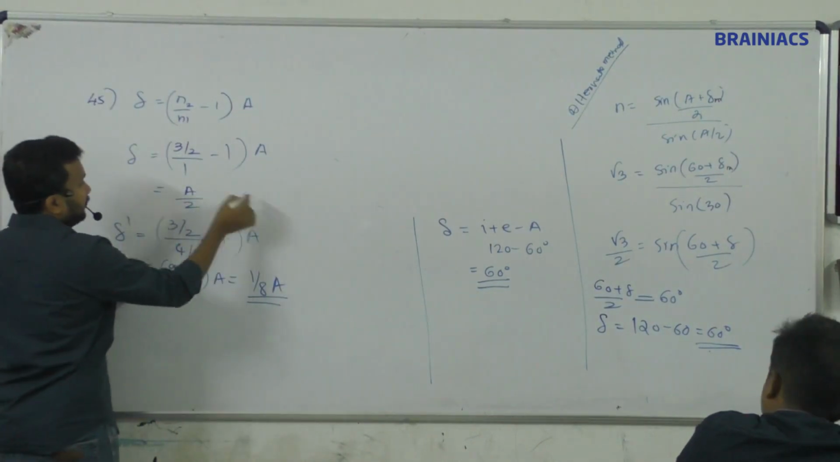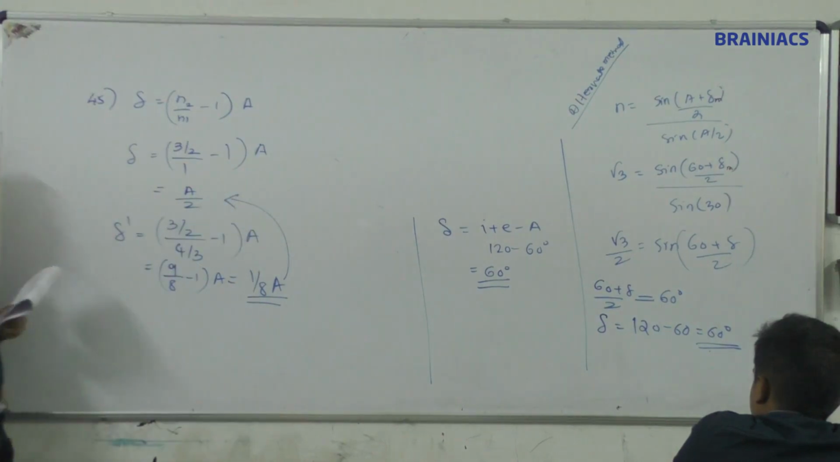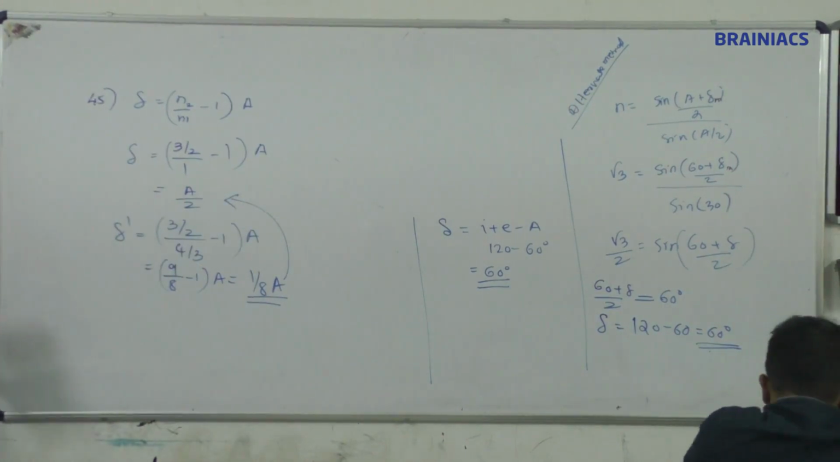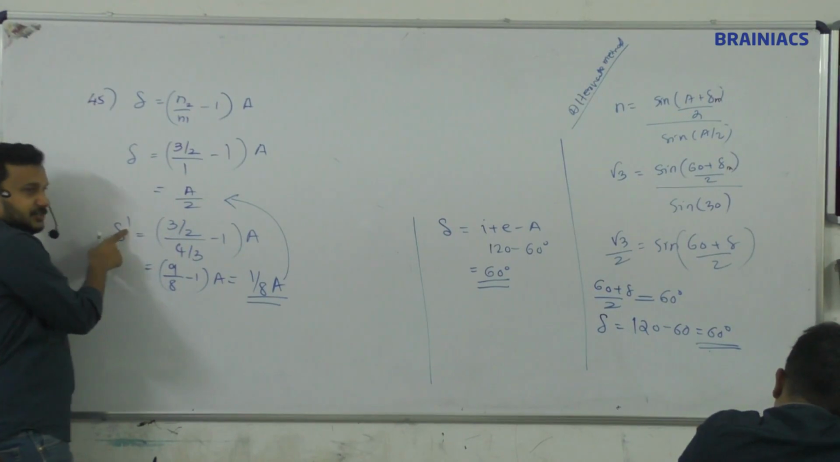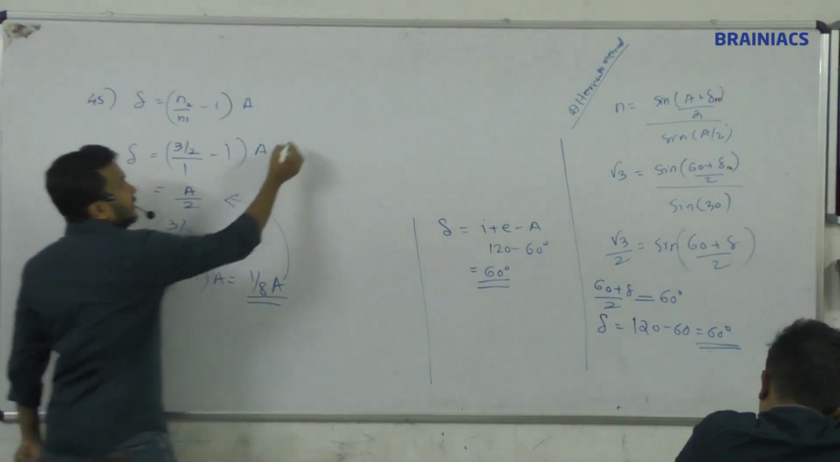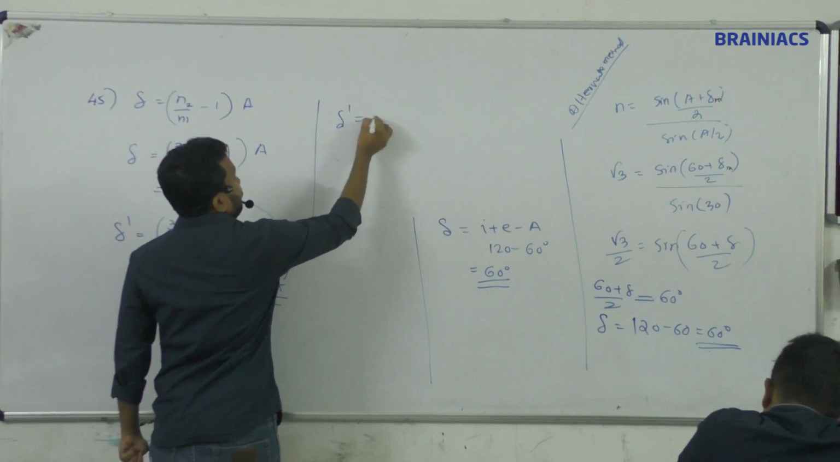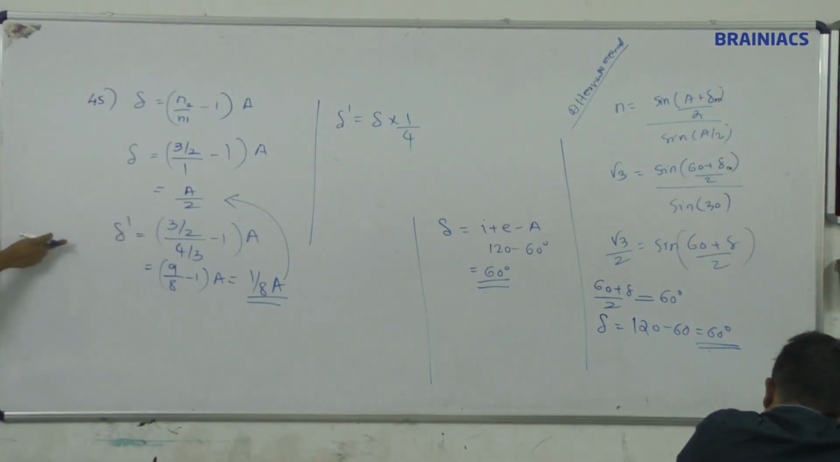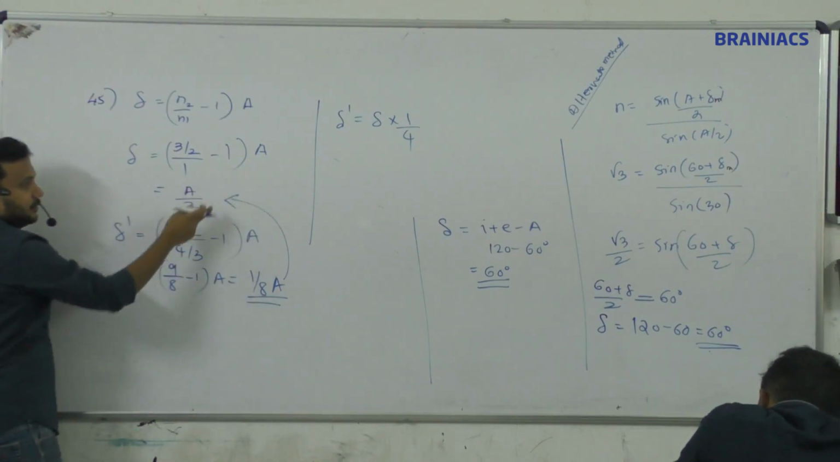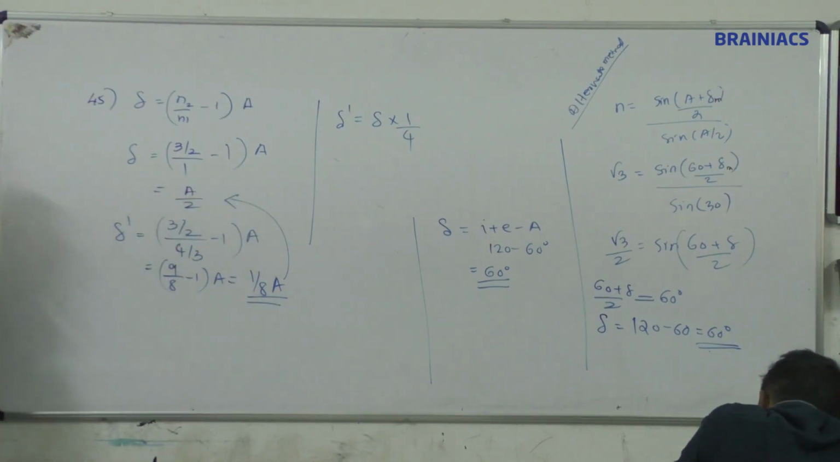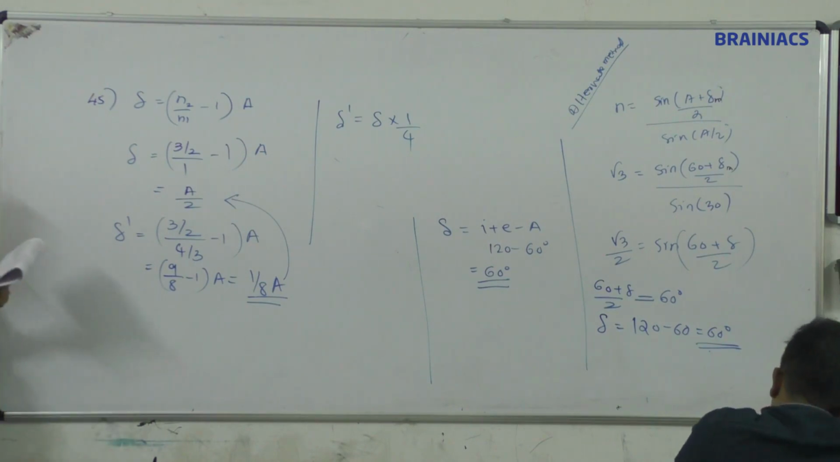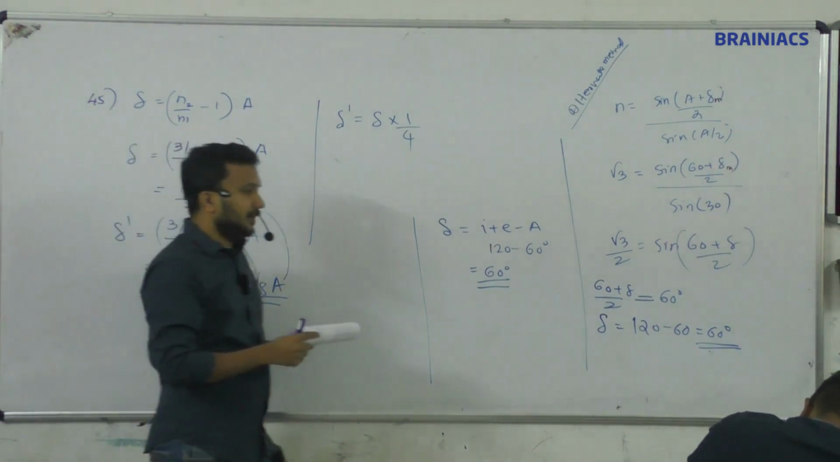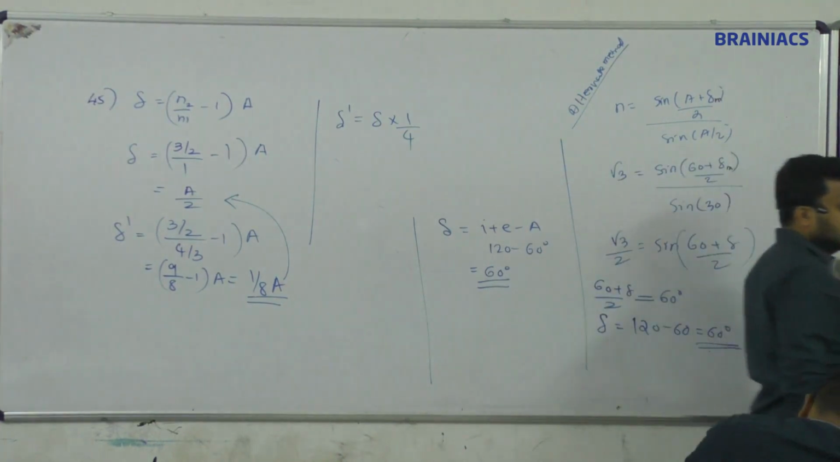So this is how many times of this one? Which means delta dash is equal to delta into 1 by 4. Correct? Delta dash is equal to 1 by 8 A, which is equal to delta into 1 by 4. So 1 by 4 times. Okay.